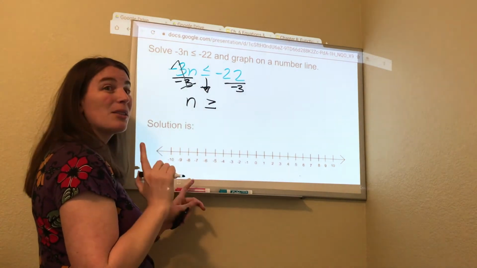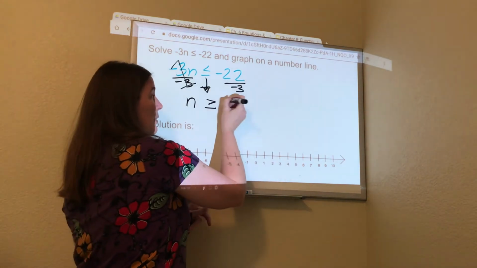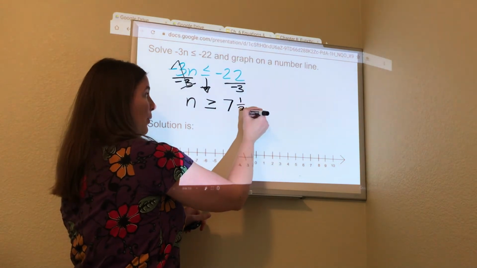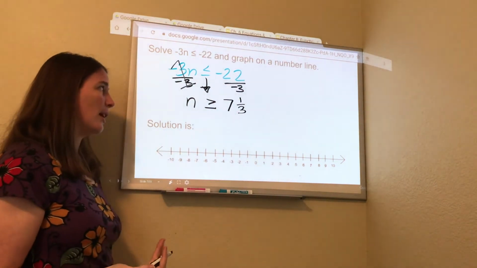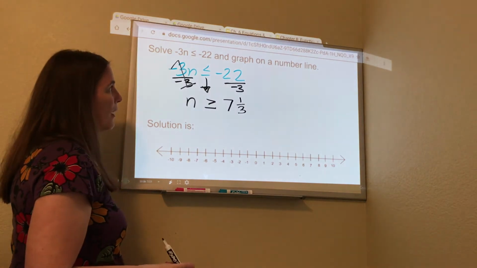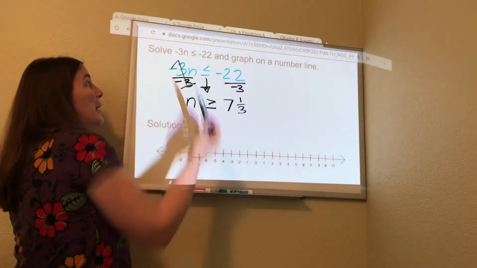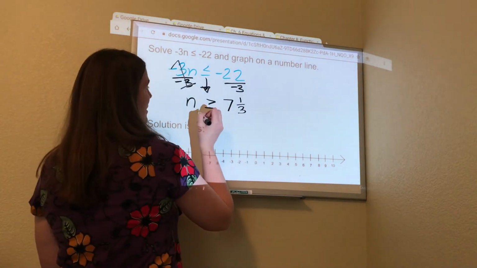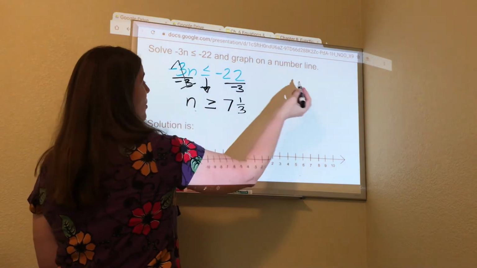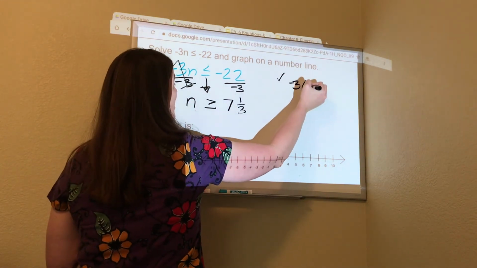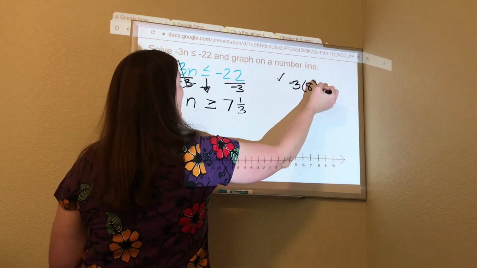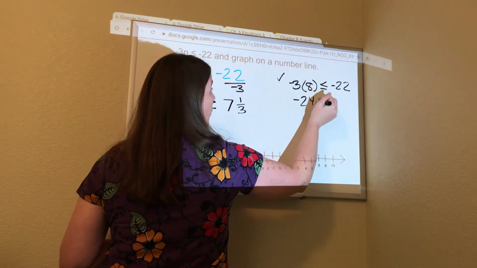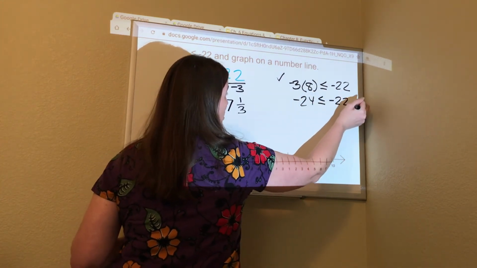So how many times does 3 go into 22? 7 times. 7 times 3 is 21. You need 1 more, so it's 7 1/3. So n is greater than or equal to 7 1/3. I'm going to plug in, let's say 8, because 8 is greater than 7 1/3. To check it, -3 times 8 is less than or equal to -22. So -24 is less than or equal to -22, which is true.